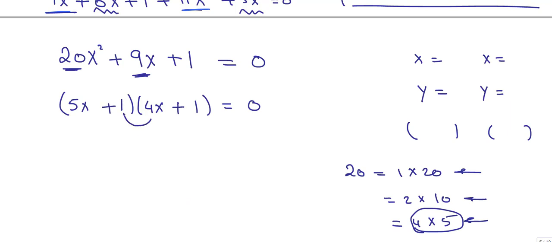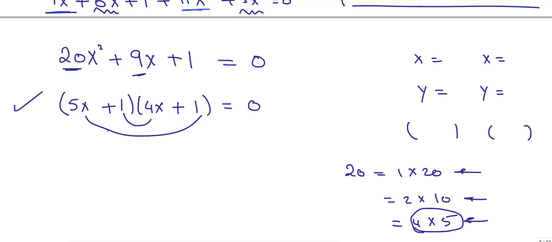Quick check. Multiply here the inner terms, multiply the outer terms, add them. You get 9x, like the middle one, then your factorization is perfect. Okay? Are you with me guys, or is there any problem?